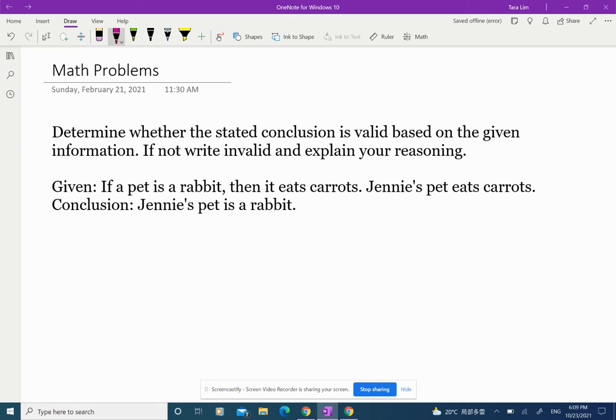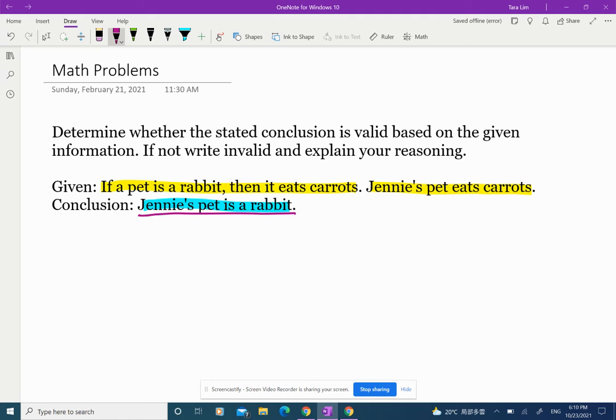So we're given that if a pet is a rabbit, then it eats carrots. Okay, Jenny's pet eats carrots. And the conclusion is Jenny's pet is a rabbit. So we're given that if a pet is a rabbit, then it eats carrots. And it says that Jenny's pet eats carrots. And we want to know if the conclusion, Jenny's pet is a rabbit, is true or if it's false. Or you can call it if it's valid or if it's invalid.